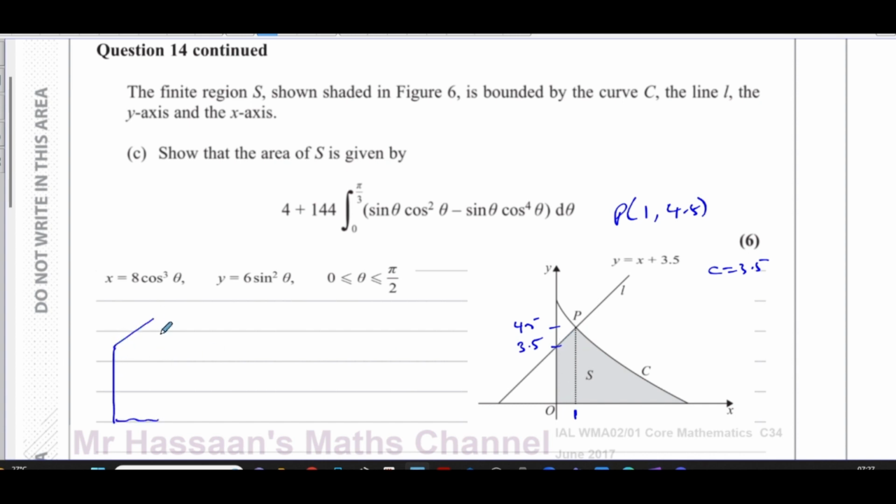Okay, it's like a trapezium, this first part. Let's call this section 1 and section 2. So section 1 is like a trapezium. This is one of the parallel sides, which is 3.5. This is the other, which is 4.5. And this is the distance between the parallel sides, which is 1.